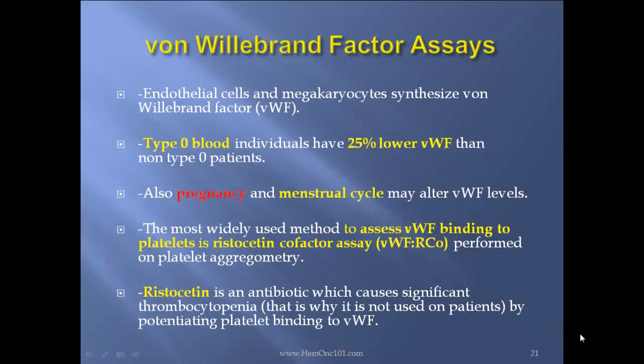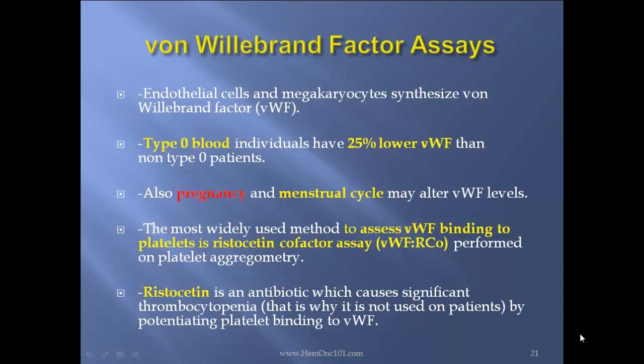Von Willebrand factor assays. Endothelial cells and megakaryocytes synthesize von Willebrand factor. Type O blood individuals have 25% lower von Willebrand factor than non-type O patients. Also, very important, pregnancy and menstrual cycle may alter von Willebrand levels due to estrogen levels.